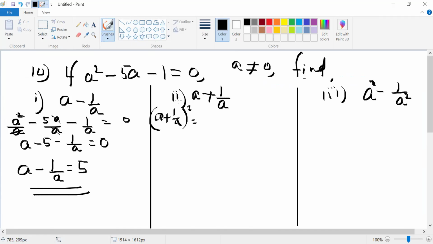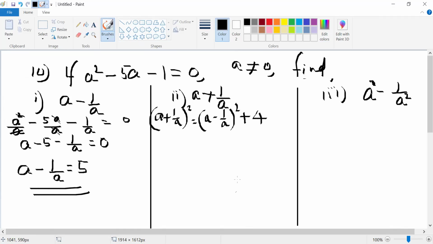a minus 1 by a whole square is what? a square plus 1 by a square minus 2. So minus 2 has to become plus 2, so we have to add 4, right? So a minus 1 by a the whole square, if you add 4, minus 2 plus 4 will become positive 2. So you will get a plus 1 by a whole square.